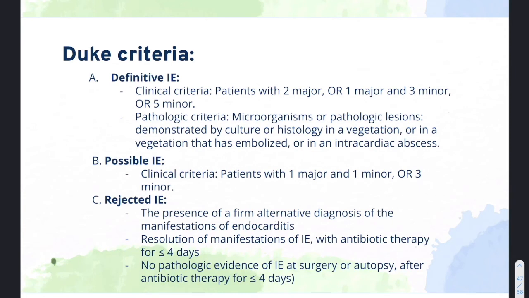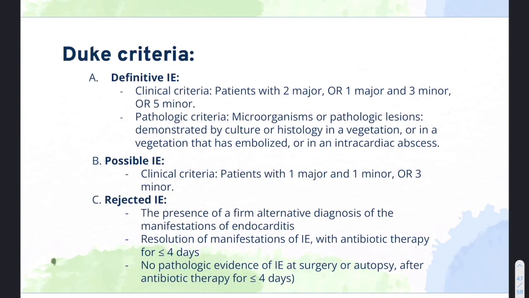If it's a positive blood culture, it would be just a major criterion, 1 point. Or a vegetation that has been embolized or an intracardiac abscess. So if there is an intracardiac abscess, it's definite infective endocarditis. For possible infective endocarditis, the clinical criteria would be a patient with one major and one minor, or just three minors.